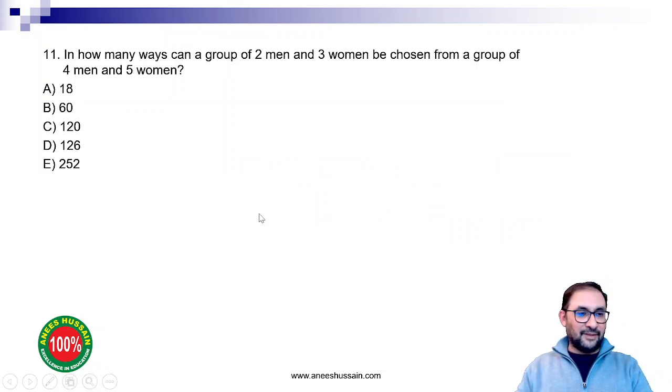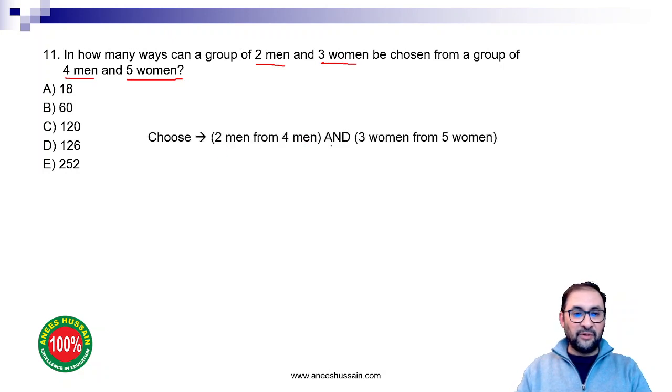Question number 11. In how many ways can a group of 2 men and 3 women be chosen from a group of 4 men and 5 women? So from 4 men, we are choosing 2, and from 5 women, we're choosing 3, right? So choose 2 men from 4 men and 3 women from 5 women. And this is a selection problem. It's a combination problem, not a permutation problem. So we'll use nCr here.